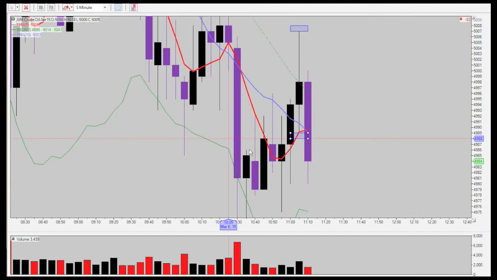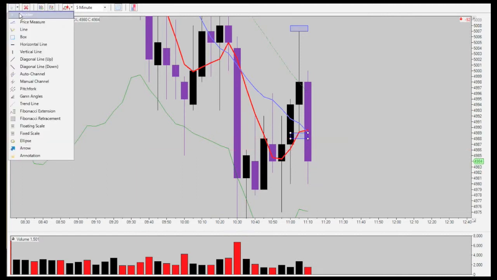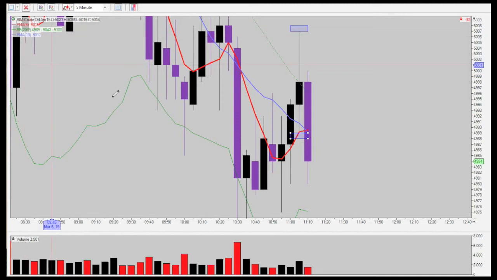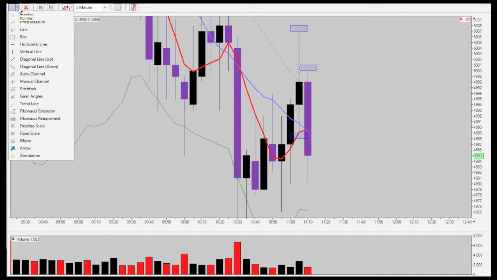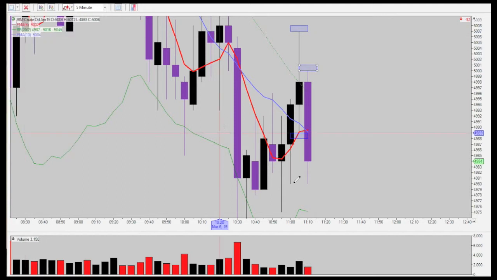Okay, so the first thing we always want to do is compare the last two candles to each other. Remember what a trend is. By definition, it's a series of higher highs and higher lows. So the very first thing we're going to do is identify this high to this high, this low to this low. So you can see, as it relates to trend, we have lower highs and lower lows.